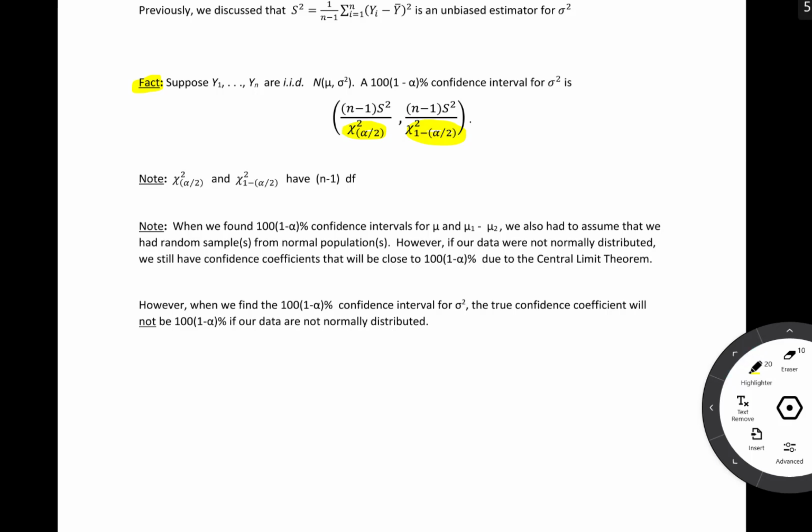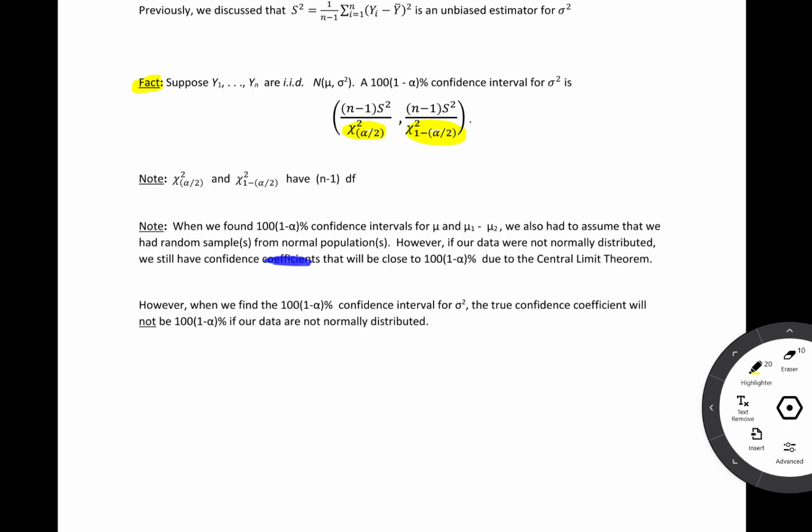Oh, that's an error there. That shouldn't say coefficients there. We still have confidence that we will be close to the central limit theorem. And so that's if our sample size was reasonably large, we could do that. Now, if our sample size is small, we may not be able to invoke the central limit theorem.